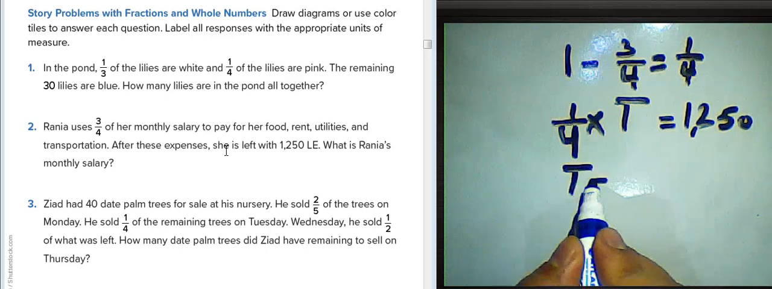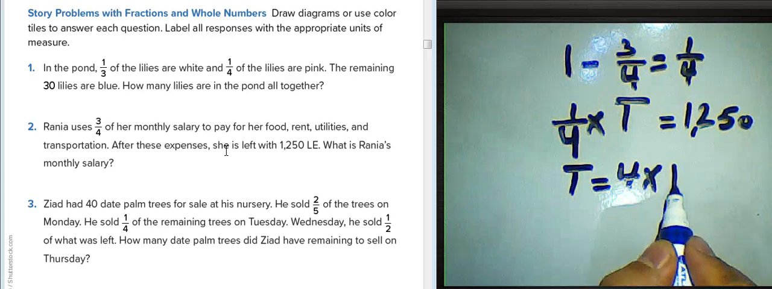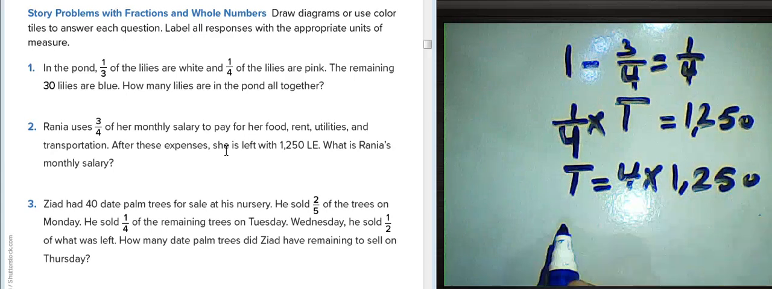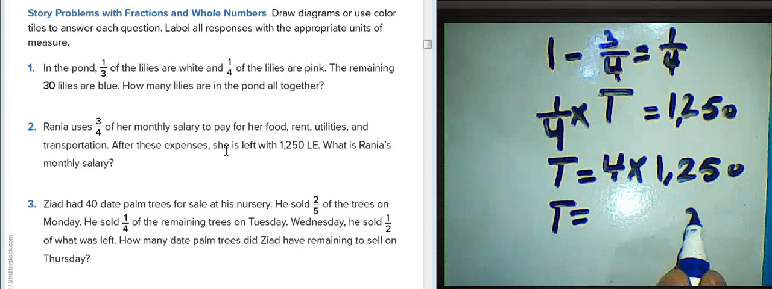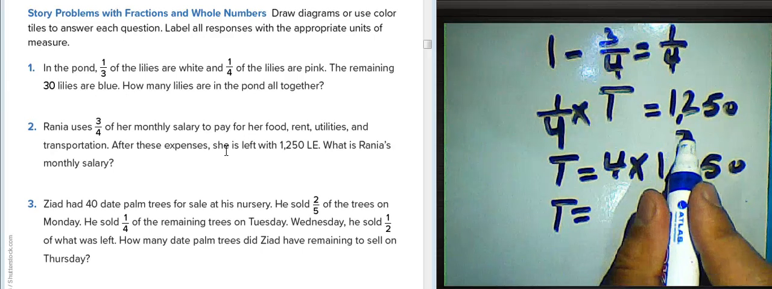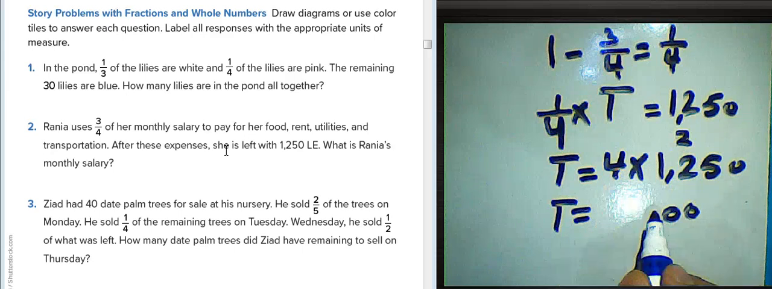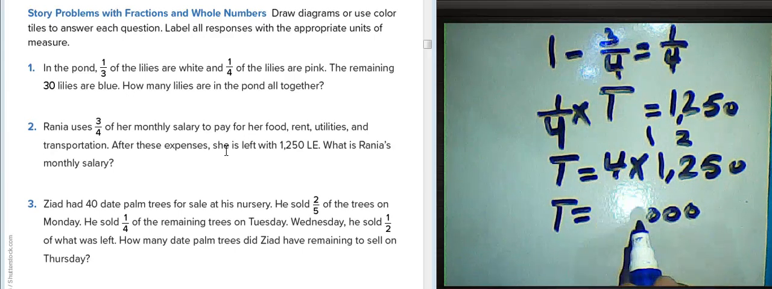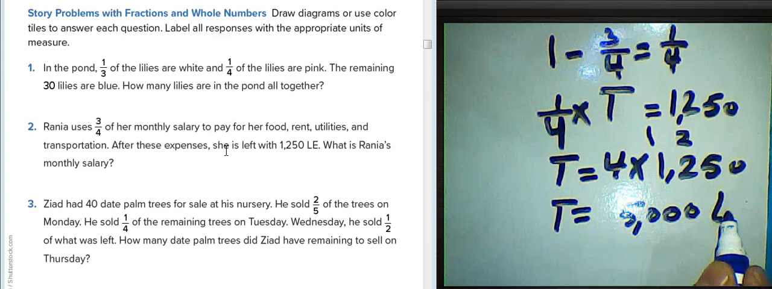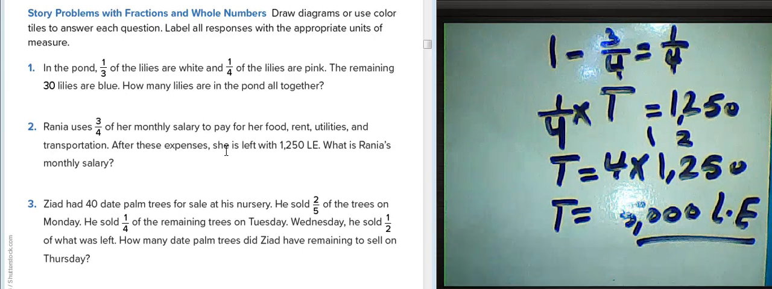So we can find the total salary. The monthly salary will be what? 4 multiplied by 1,250. This is the total. Okay, 4 multiplied by 0 equals 0. 4 times 5 equals 20. 0 and carry 2. 2 times 4 equals 8, plus 2 equals 10. 0 and carry 1. 1 times 4 equals 4, plus 1 equals 5. The result will be 5,000 lira. Okay, it's the total salary of Rania.